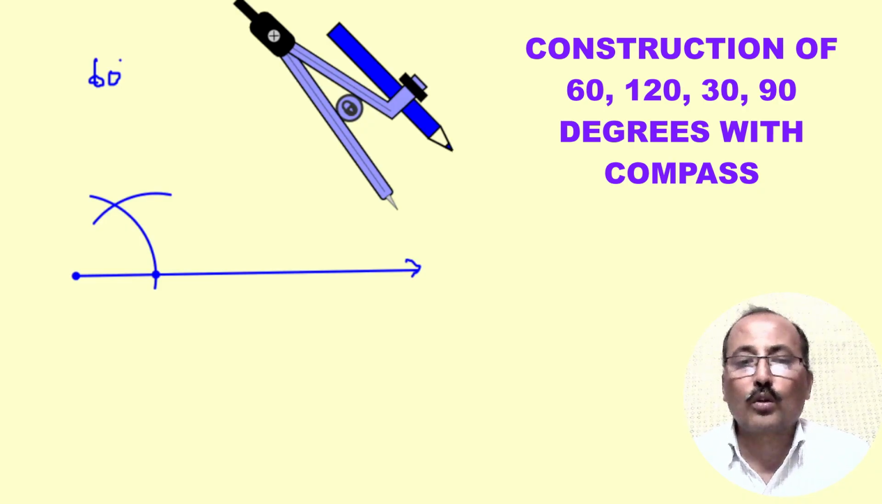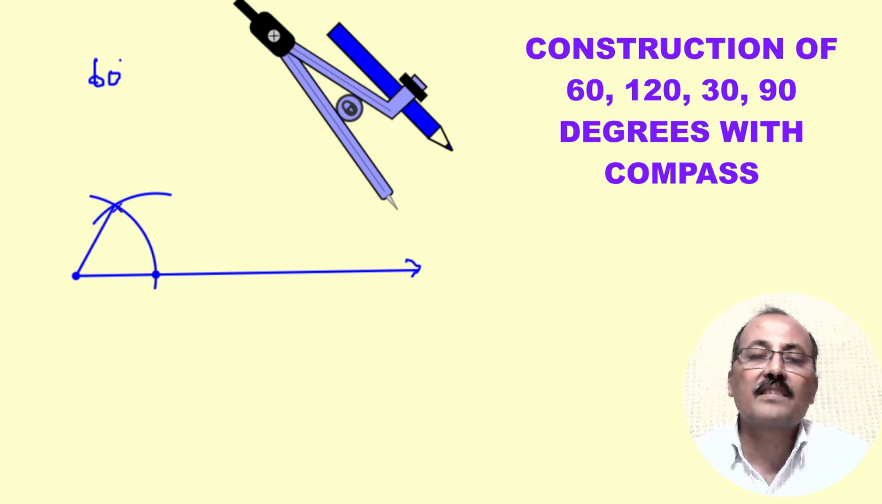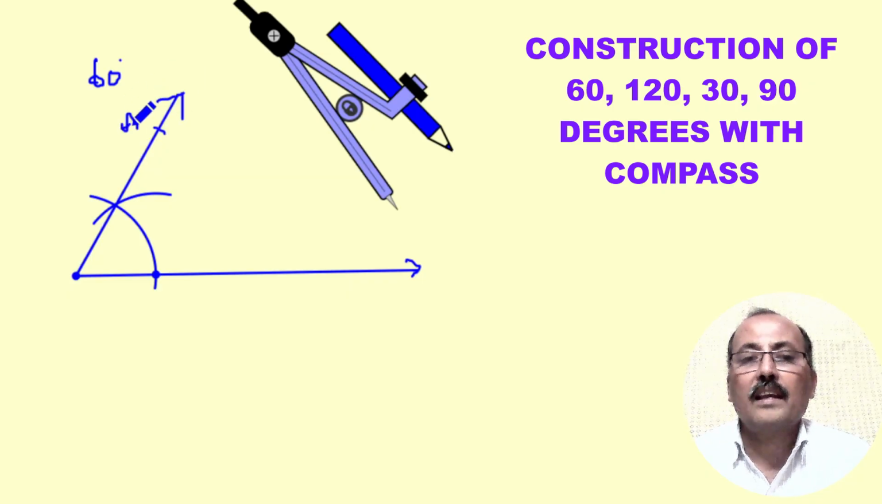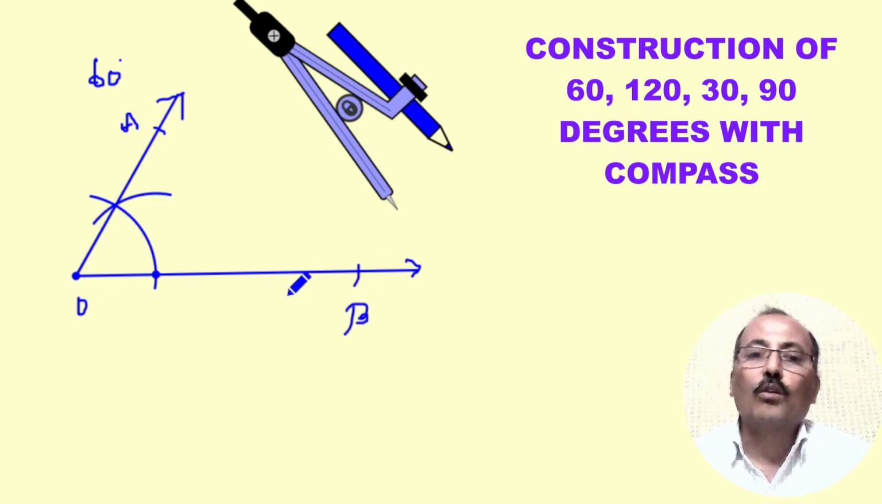Now with the help of the ruler, you draw a line segment which passes through this one and the intersecting point. Okay, and you can name it the same way, A, O, B. Now let me check it. Will it be 60 degrees?